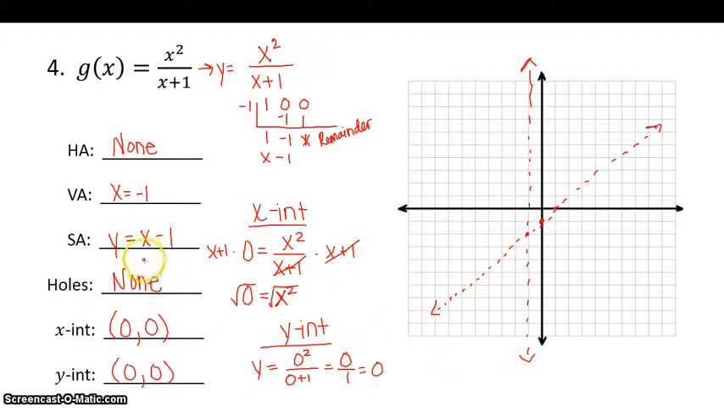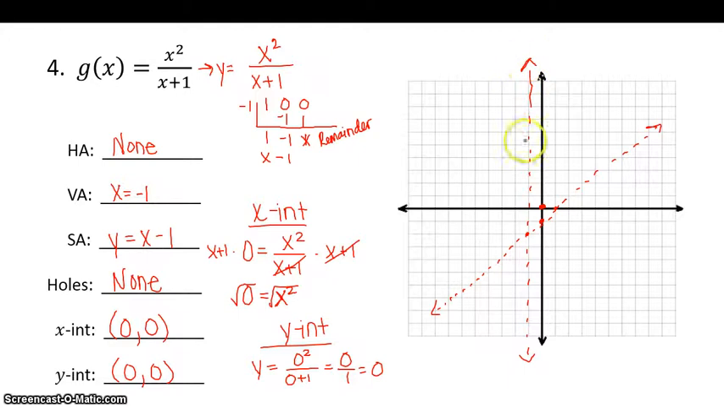So how you graph your slant asymptotes is just the way you would graph any line. Plot your b value and then do rise over run for your slope. Okay, so those are your asymptotes. There's no holes, so there's no open circles. And then our x-intercept and y-intercept are going to be at 0, 0, so we know that point is going to be plotted. So I've got at least one point.